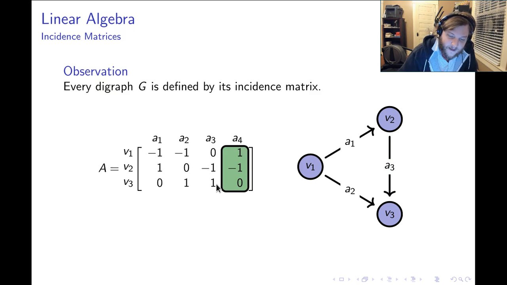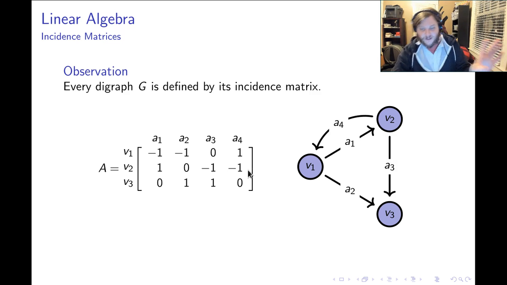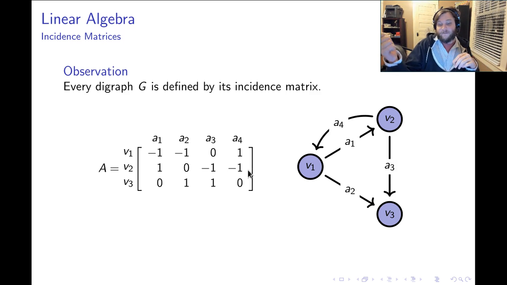And finally, the fourth column has a -1 in the second position and a 1 in the first position, which tells us that this arrow, A4, points from V2 to V1. And that completes the construction of the directed graph. We started with the incidence matrix and rebuilt the directed graph from that data. So, the constructions go both ways. If you give me the graph, I can give you the incidence matrix. If you give me the incidence matrix, I can redraw the graph.